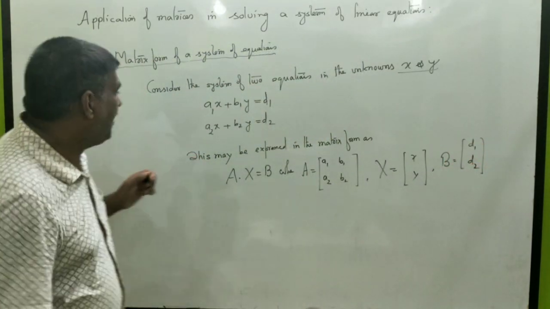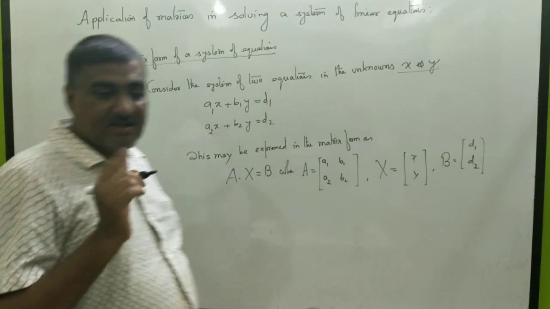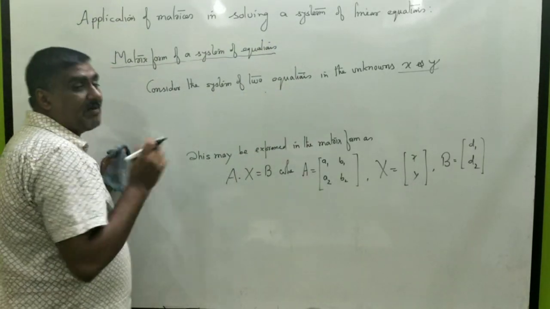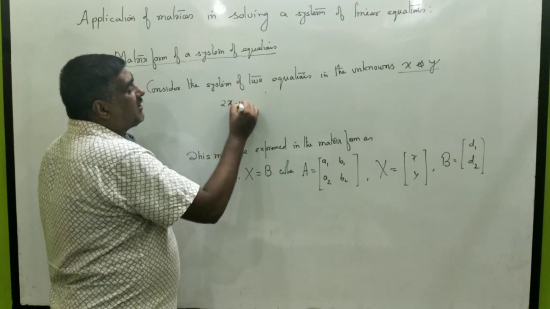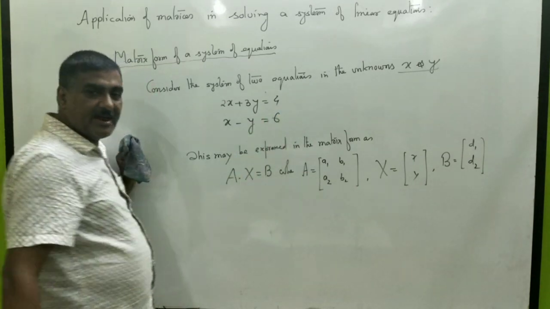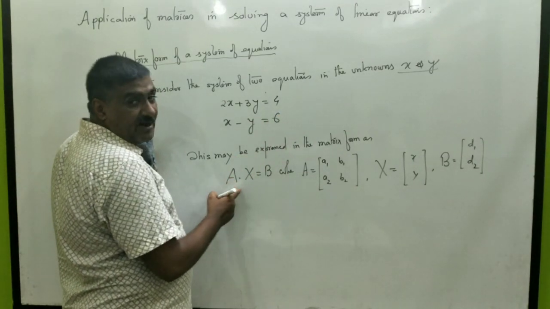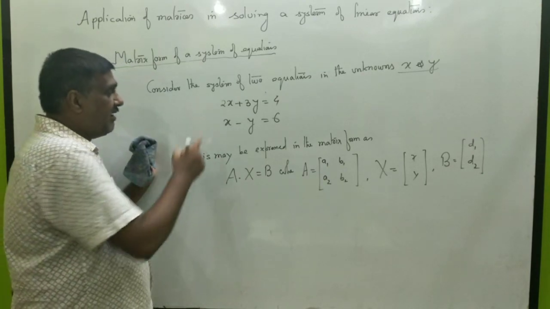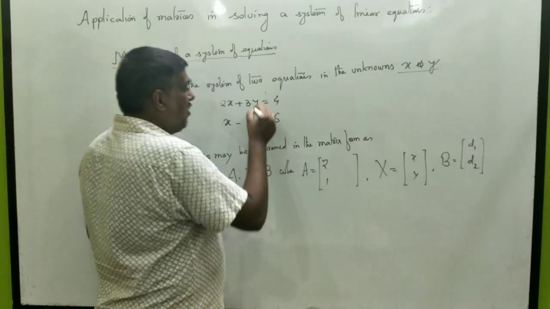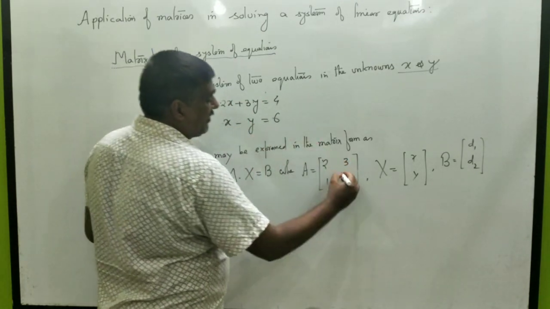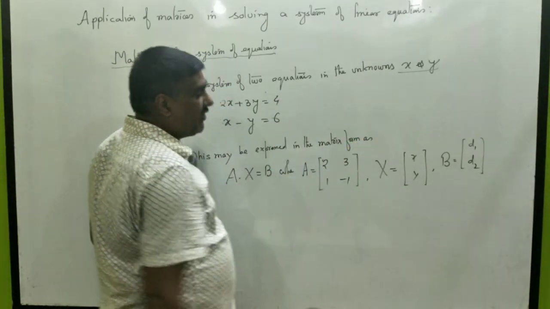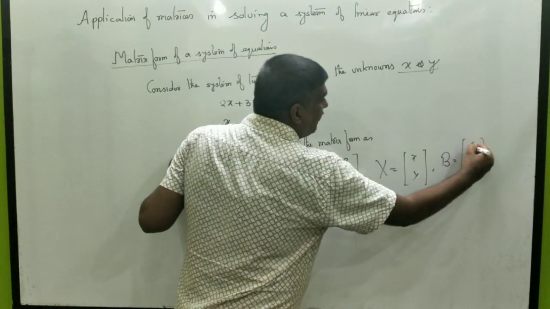Clear? So another example. Suppose I give a particular example: 2x plus 3y equals 4, x minus y equals 6. Clear? Then this may be expressed in the form Ax equals b. What is A? Coefficient of x, 2 and 1 column wise, coefficient of y, 3 and minus 1. Take the sign also. Clear? And x is the variable x, y, and the constant is 4 and 6.